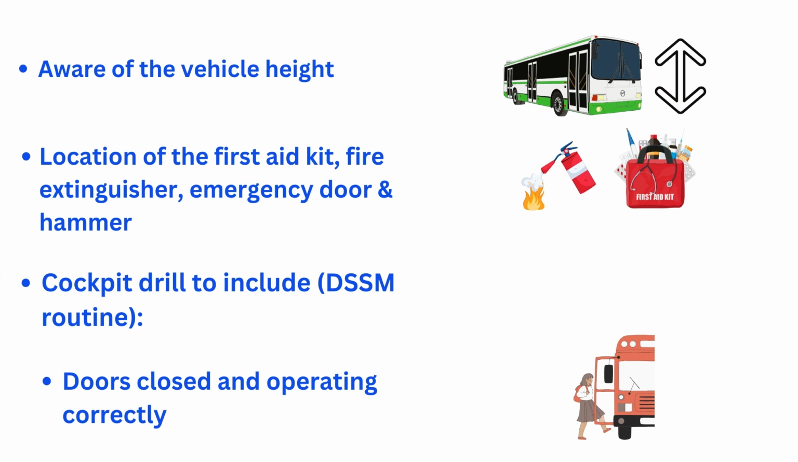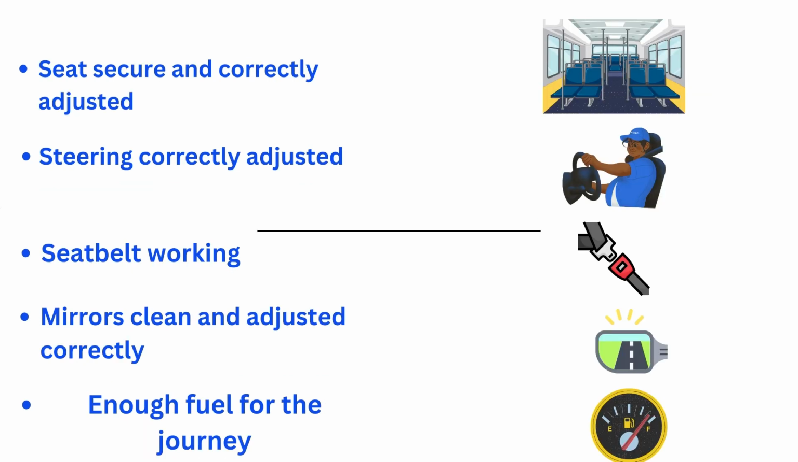3. Cockpit drill to include D.S.S.M. routine. 4. Doors closed and operating correctly. 5. Seats secure and correctly adjusted. 6. Steering correctly adjusted. 7. Seatbelt working. 8. Mirrors clean and adjusted correctly. 9. Enough fuel for the journey.